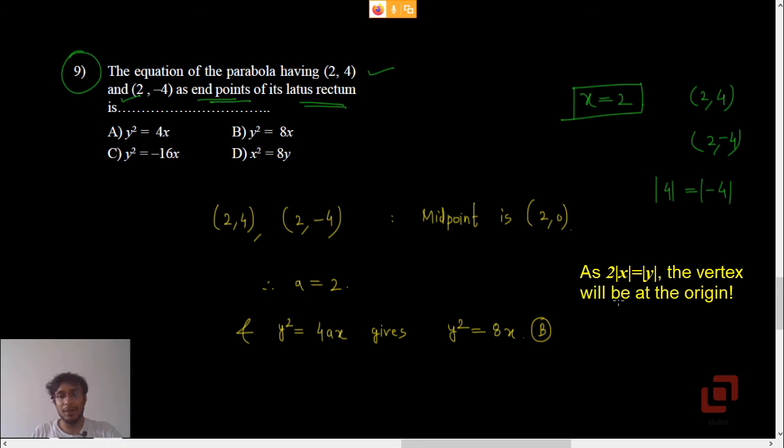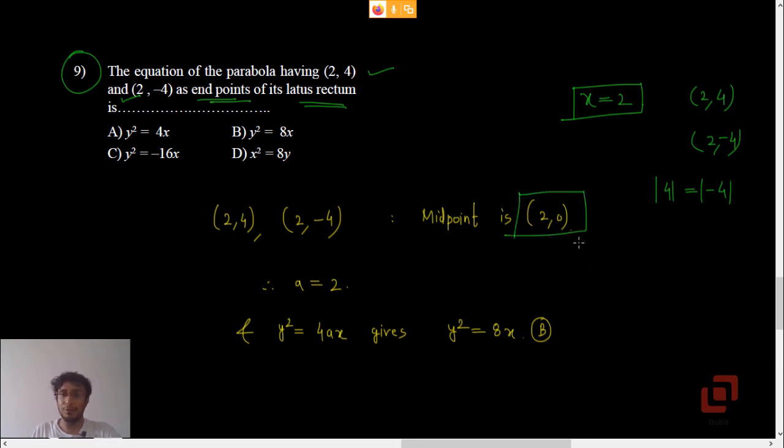But the point that I'm now trying to make is, because these 2 points have same modulus of their y coordinates, the midpoint of the latus rectum itself is going to be (2, 0). And now we are familiar with such points. Okay, so this is basically the focus of the parabola. Yes, (a, 0). From this we will easily get the value of a, and from the value of a, the equation of the parabola. Simply substitute a as 2, y squared equal to 4ax will then give y squared equal to 4 into 2 into x, or y squared equal to 8x, and that is option B.